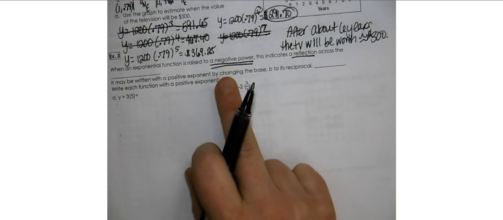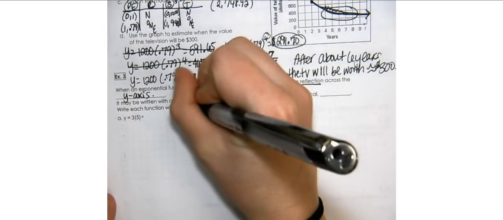This indicates a reflection. Now, anytime we've ever had a negative where we've been multiplying by a negative number, we've always had a reflection across the x-axis. But if the exponent is negative, that indicates that we have a reflection across the y-axis. And notice that our graph for exponential decay models was a reflection across the y-axis. So the exponential function may be written with a positive exponent by simply changing the base of b to its reciprocal of 1 over b.